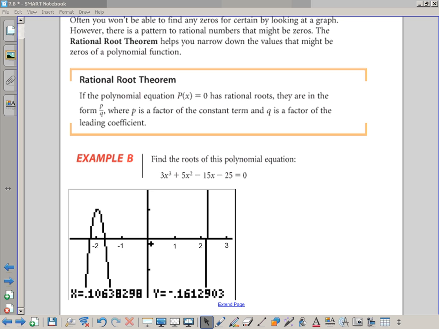So they want us to find the roots of this polynomial equation, 3x cubed plus 5x squared minus 15x minus 25. I went ahead and graphed this function in my calculator, and you can see here it's very difficult to use the calculator to find the roots sometimes, because that one's just a hair above 2, this one's slightly above negative 2, and this one's slightly below negative 2.